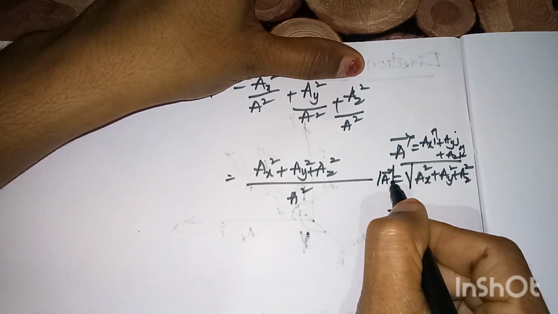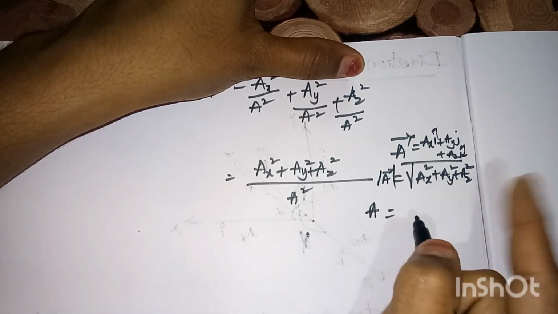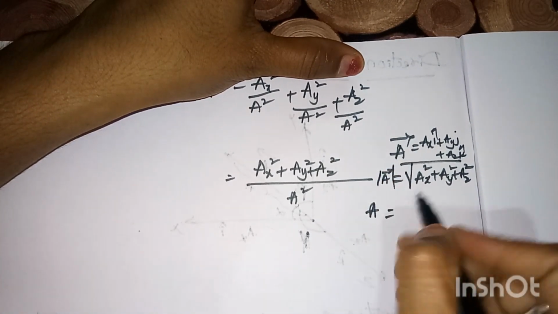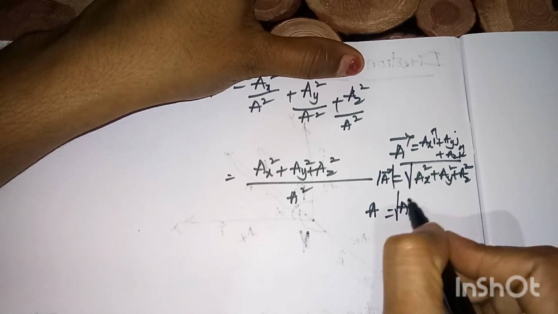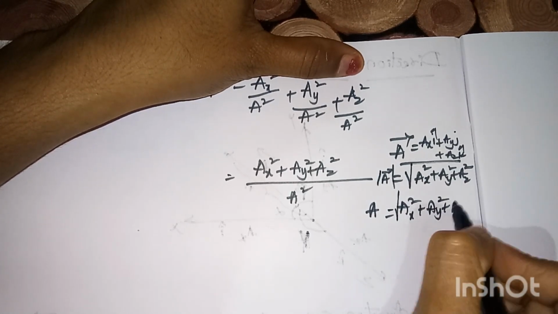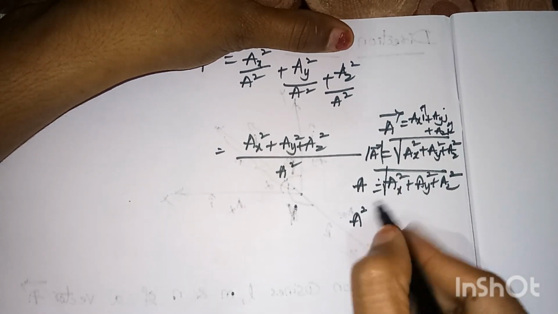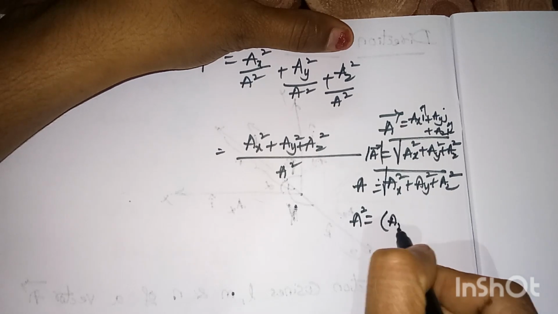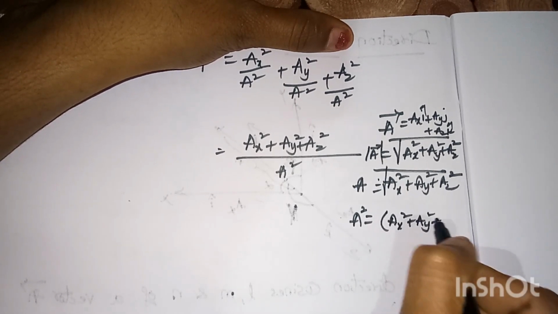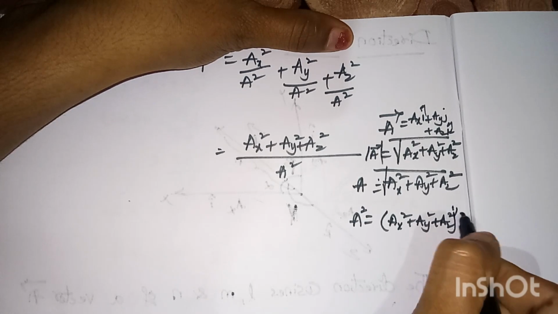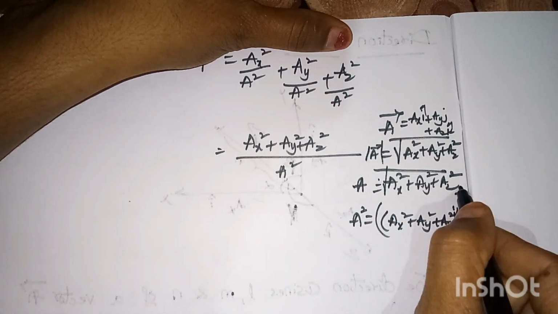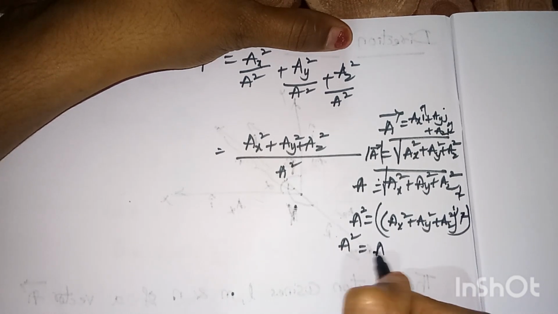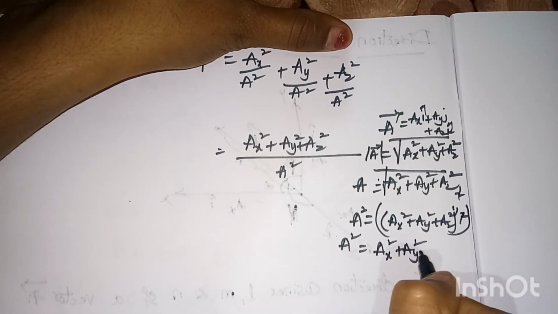So magnitude of vector a bar is a scalar, that is a. I said that magnitude of any vector is a scalar. So magnitude of a bar is a, that is a equals under root ax square plus ay square plus az square. Squaring on both sides, a square equals ax square plus ay square plus az square whole to the power 1 by 2, whole square. Squaring on both sides, the square root will be cancelled here. A square is equal to ax square plus ay square plus az square.